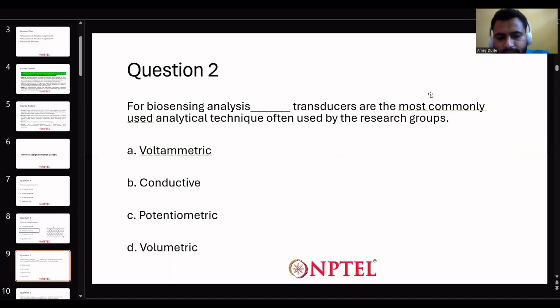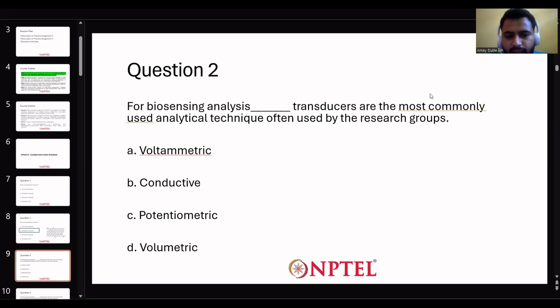So amperometric, as the name suggests, the voltage is constant and the current is measured. In potentiometry, the current is constant and the voltage is measured. In voltammetric, basically the current is measured by varying the voltage. So you can have step form, where the voltage might be increased, or in any other manner the voltage will be increased and the current will be measured.